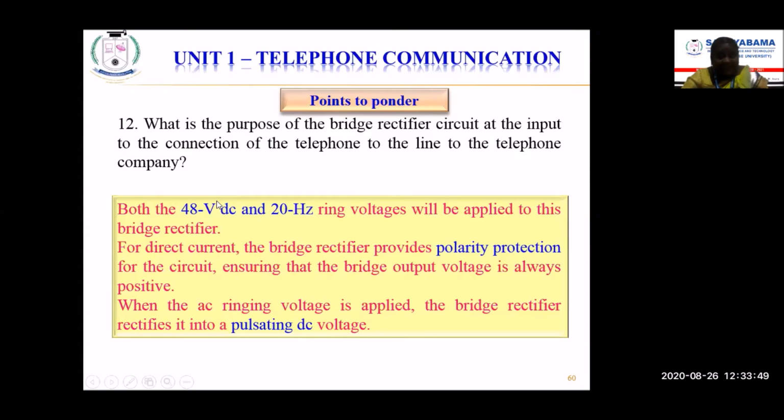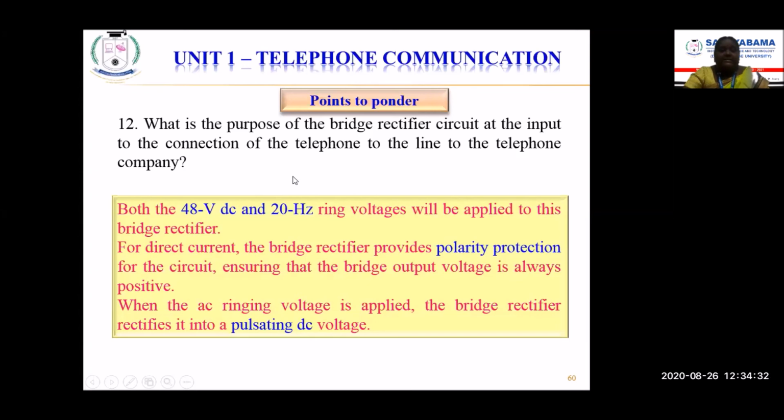So that should be rectified. So it always provides polarity protection for the internal circuitry of the telephone instrument, and whenever the AC ringing voltage is applied, this bridge rectifier converts it into a pulsating DC voltage. So that is the main functionality of the bridge rectifier circuit available at the initial position of the connection of the tip and the ring to the central office and the telephone instrument. Okay, do you understand this point? So this is the functionality of the bridge rectifier circuit.